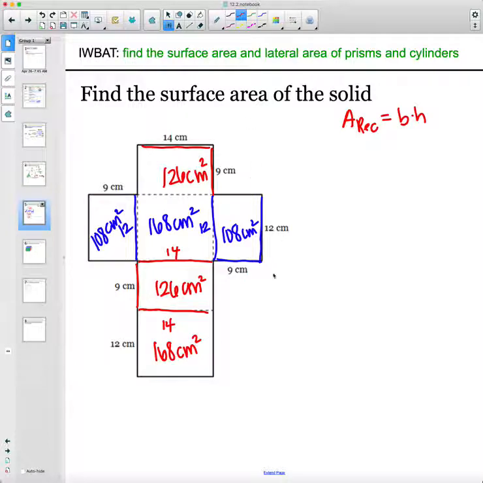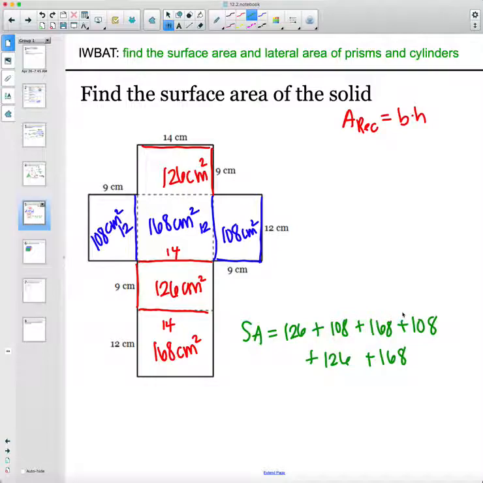So surface area is just going to be adding all of those together. We're going to do 126 plus 108 plus 168 plus 108 plus 126 plus 168, and you would get 804 centimeters squared for that surface area.